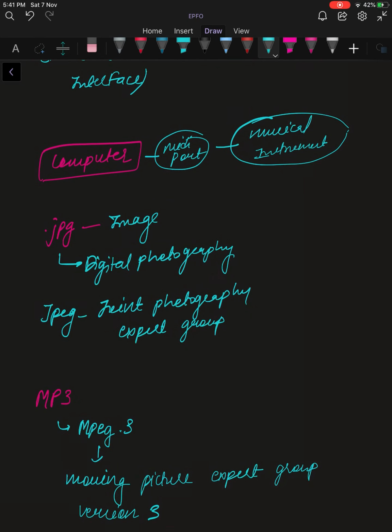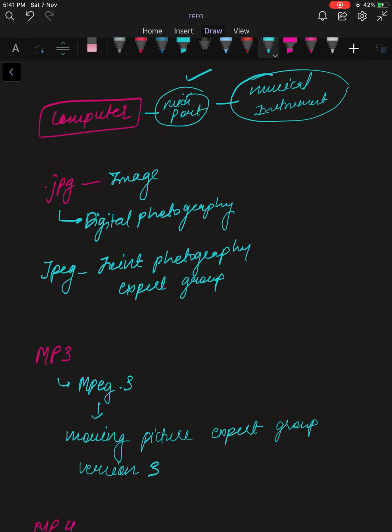Now we talk about computer. Musical instrument cannot be directly connected to the computer. There is a device in between. The device is called MIDI board, and that can provide an interface between the musical instrument and computer.